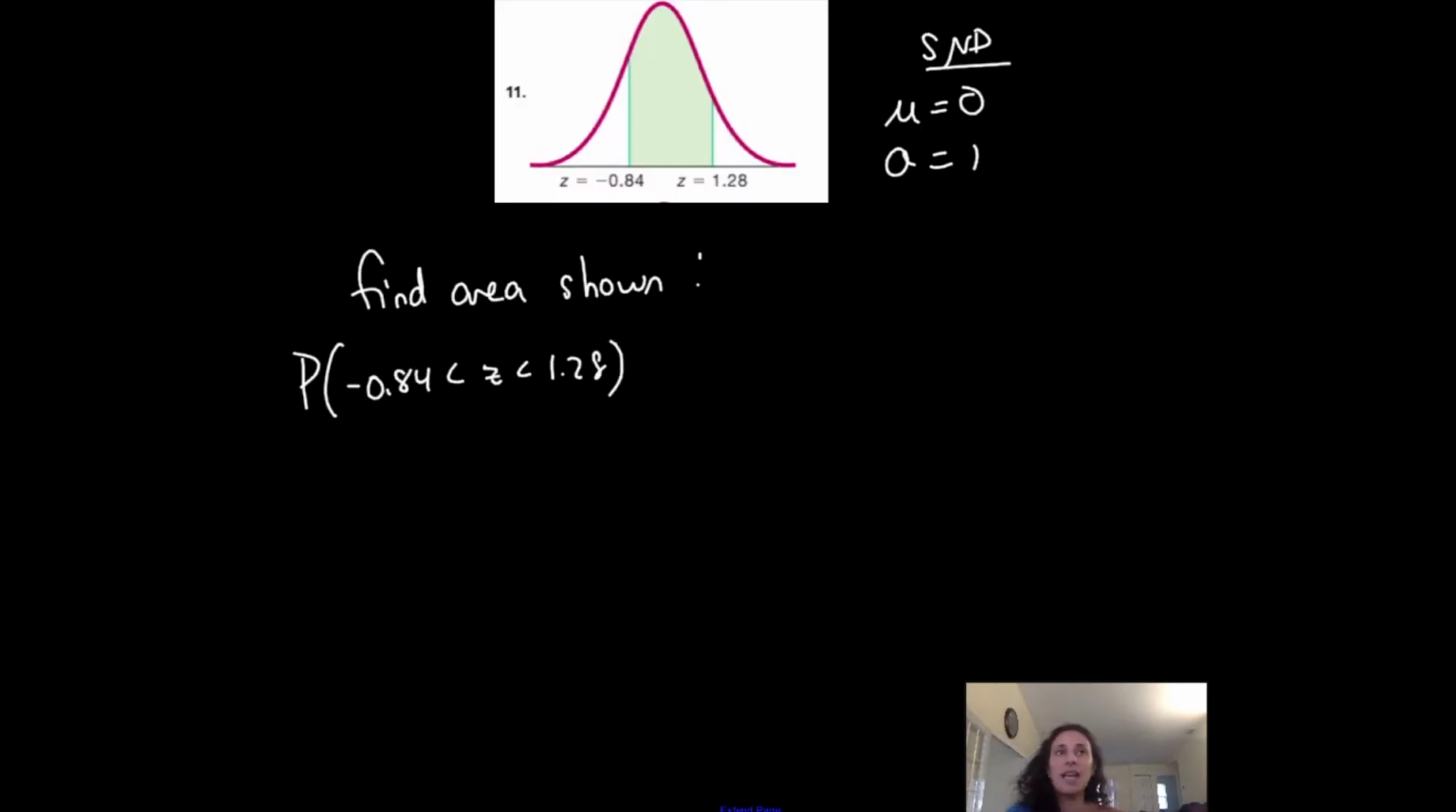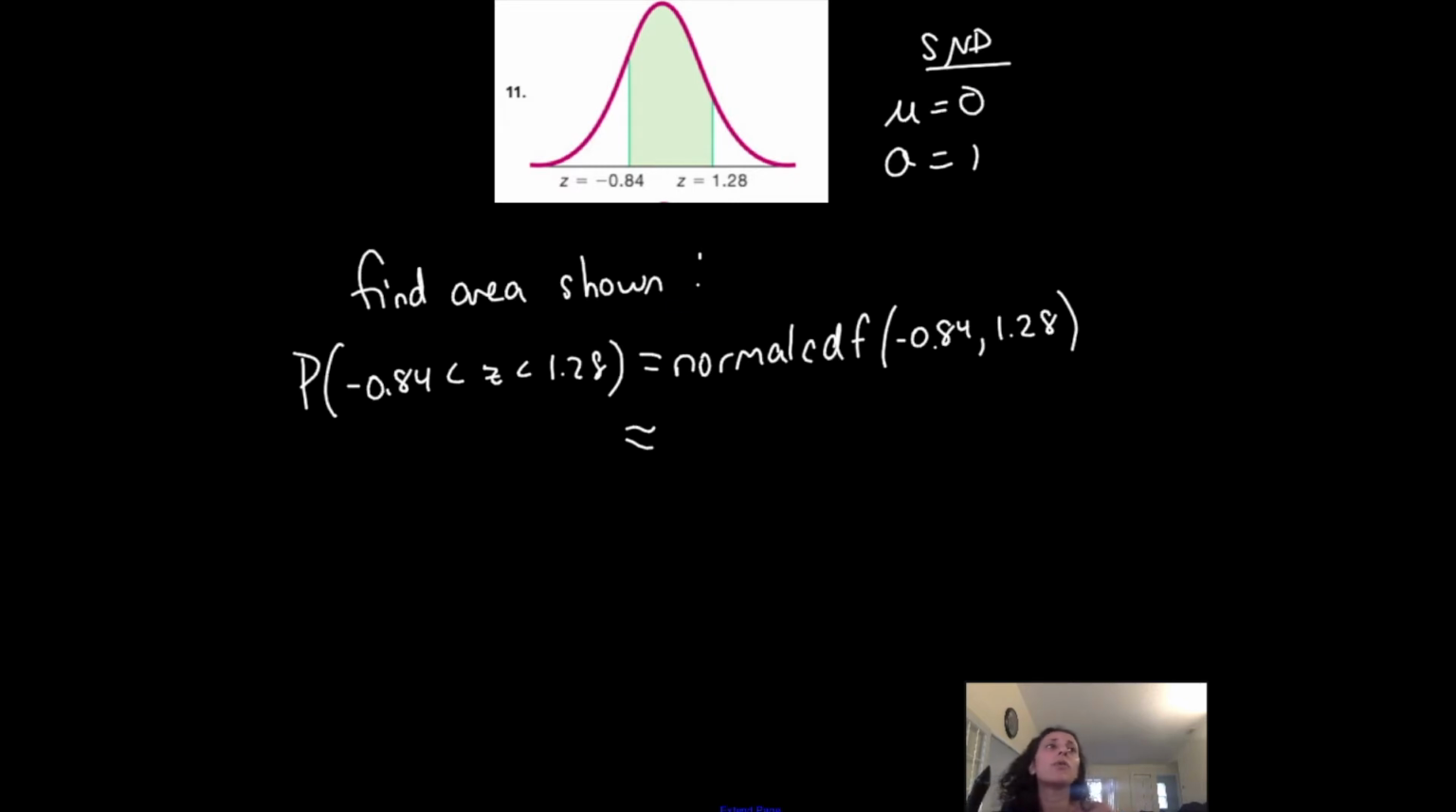So let's do it for this case. Let's write it out first. If I want to find this area, I already have the two z-scores that I'm bounded by. So I want normal CDF, because anytime I'm finding the area under a standard normal distribution curve, I want normal CDF. My lower bound, what's my lower bound? The left bound of this area is given as a z-score, negative 0.84. And the upper bound given is 1.28. So this is going to do it for me.